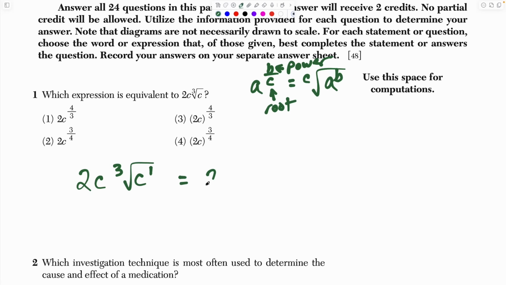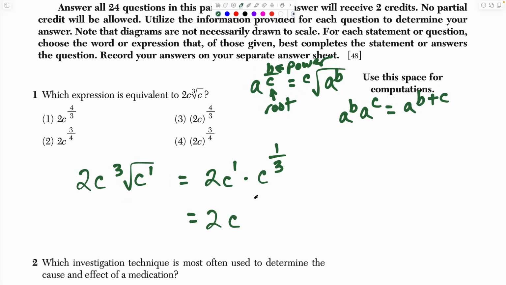This is going to give us 2 times c, and then times c to the power 1 over 3. And then the next rule to use is a to the b times a to the c equals a to the b plus c. When you multiply exponents with the same base, you add the powers together. So this is c to the first now times c to the 1/3. So we're going to have 2 times c to the 1 plus 1/3. And for this, we just work this out. This is going to give us 2c. 1 plus 1/3 is 1 1/3, or we could say 4/3. And this is going to give us choice 1.